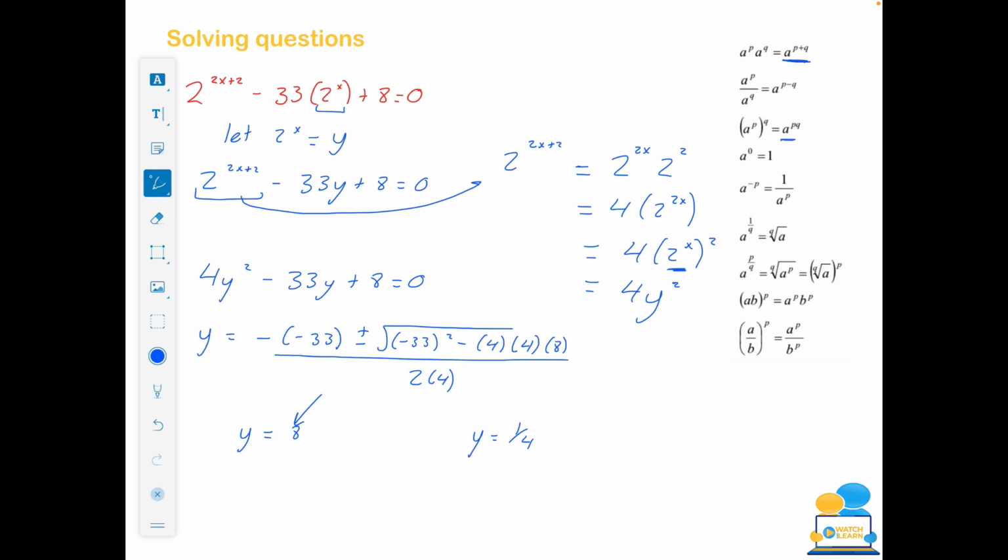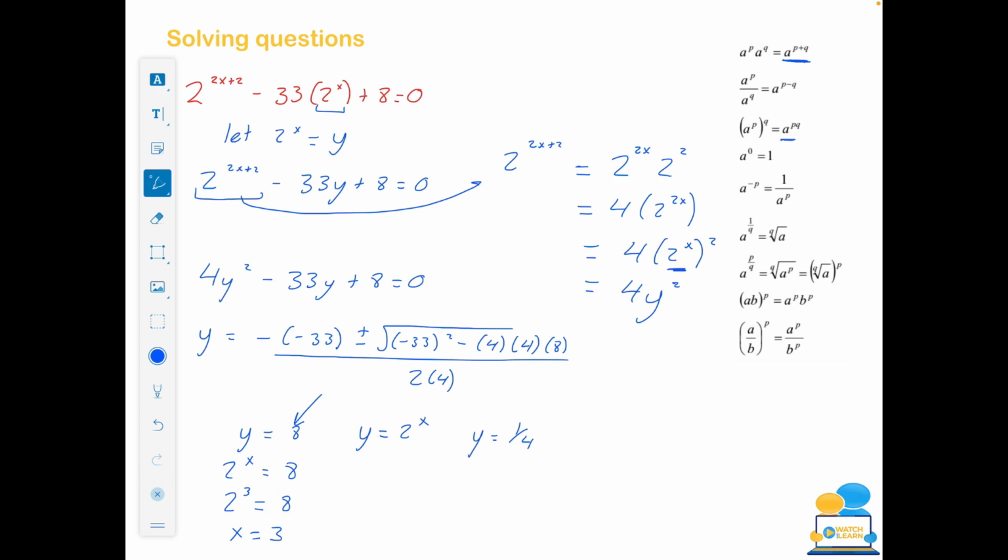Now, some people might think that that is our answer. We need to go back up. It said solve, and we had x in our question, so we want our answer to be x is equal to a number. If you go back up to this line, we let y equal 2 to the power of x, and we have y is equal to 8 down here. So we can say that 2 to the power of x is equal to 8. Now, I need to think, 2 to the power of what is equal to 8? 2 to the power of 3 is equal to 8. So x is equal to 3.